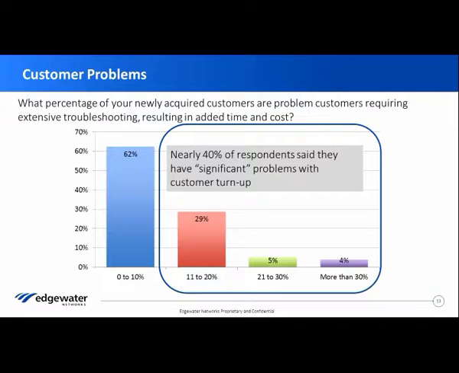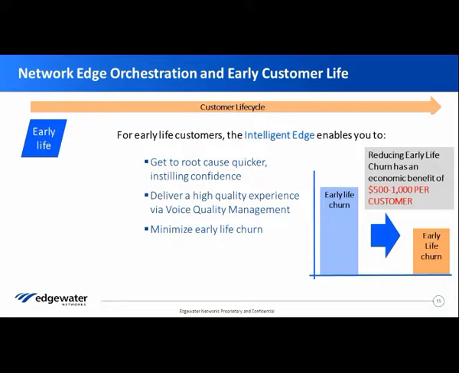my interpretation of this data is 40% of the time, 4 in 10 times, you're having a significant problem with customer turnup that maybe results in a second truck roll, or extensive troubleshooting, or potentially a churn because you could just never get that customer up and running to their satisfaction. One of the points I thought was important about this slide is you're talking about the early part of the customer's life.